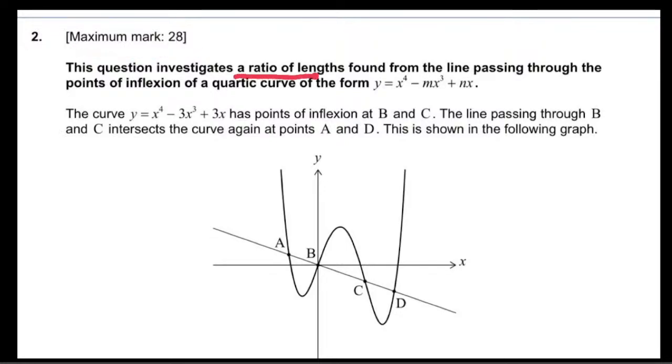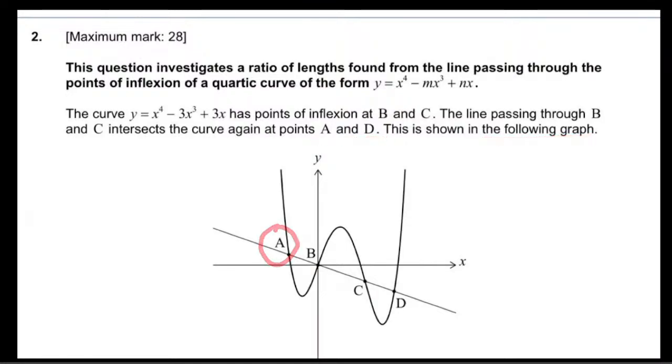This question investigates a ratio of lengths found from the line passing through the points of inflection of a quadratic curve of the form y is equal to x to the power 4 minus mx cubed plus nx. Right? The curve y is equal to x to the power 4 minus 3x cubed plus 3x has points of inflection B and C. So here B and C are points of inflection. The line passing through B and C intersects the curve again at points A and D. This is shown in the graph.